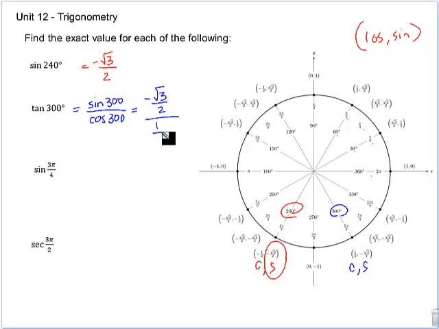Your cosine value is a half. Whenever you divide by fractions, it's the same as multiplying by the reciprocal. Your 2's cancel, and you're just left with negative square root of 3 for the tangent of 300.